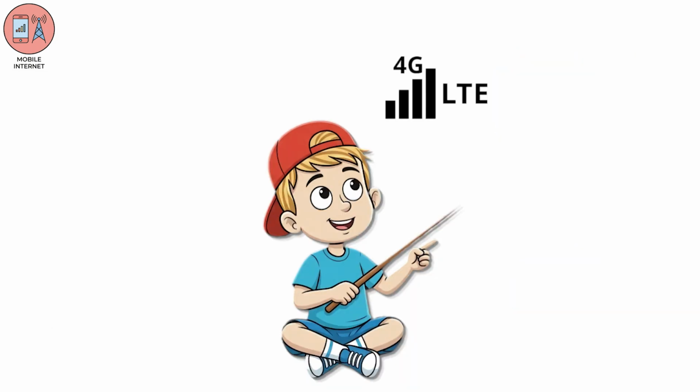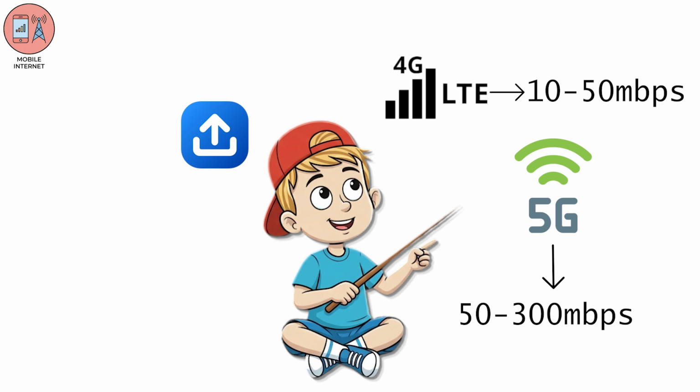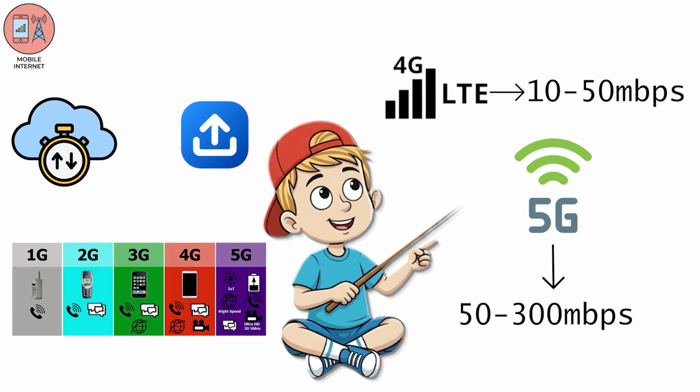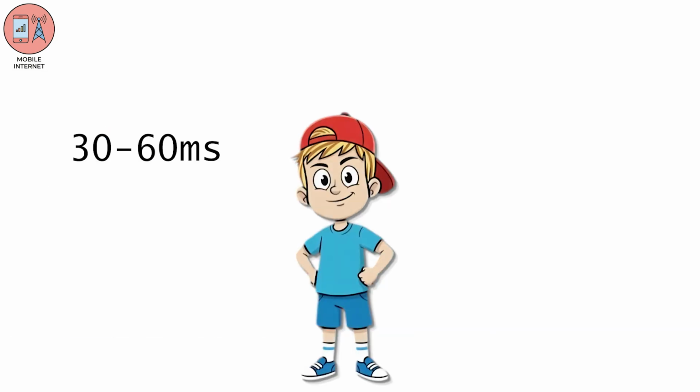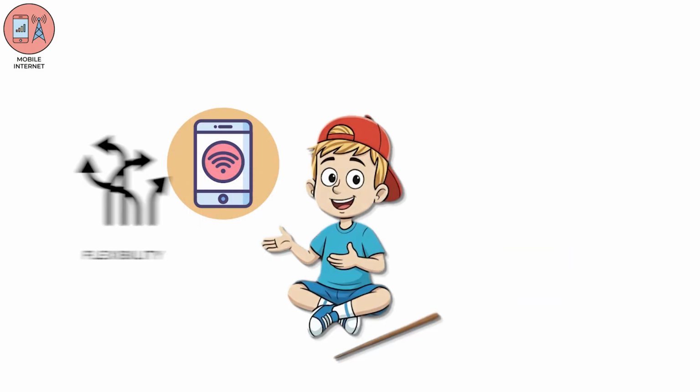4G LTE typically gives 10 to 50 megabits per second. Modern 5G delivers 50 to 300 megabits per second. Uploads are lower and latency improves each generation, 30 to 60 milliseconds on 4G, 10 to 25 on 5G under good conditions. Mobile internet is all about flexibility.